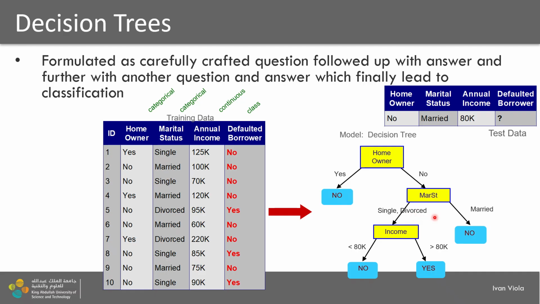But among those who are not living in a married status, those who are single or divorced, there might be some of them who were not able to repay the loan. So the single ones were not able to repay the loan, but not all of them. Some of them were able.